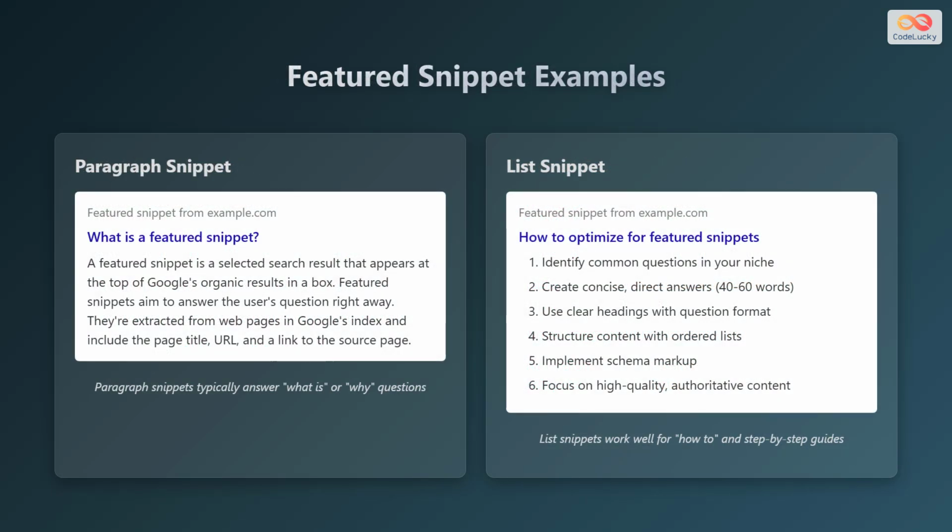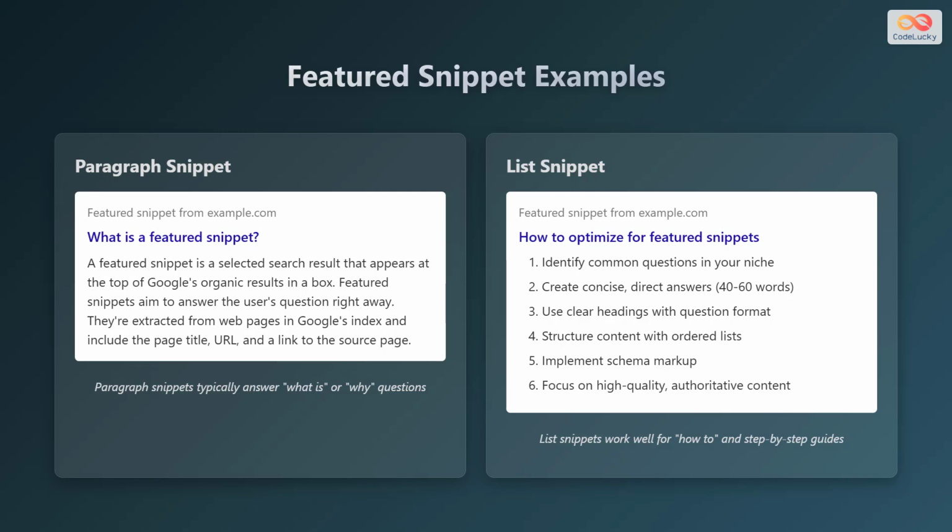Let's take a look at some examples of featured snippets. First, we have a paragraph snippet. In this type of snippet, Google pulls a block of text from a web page to directly answer a question. For example, if someone searches "What is a featured snippet?" Google might display a paragraph snippet from a website that clearly defines what a featured snippet is.